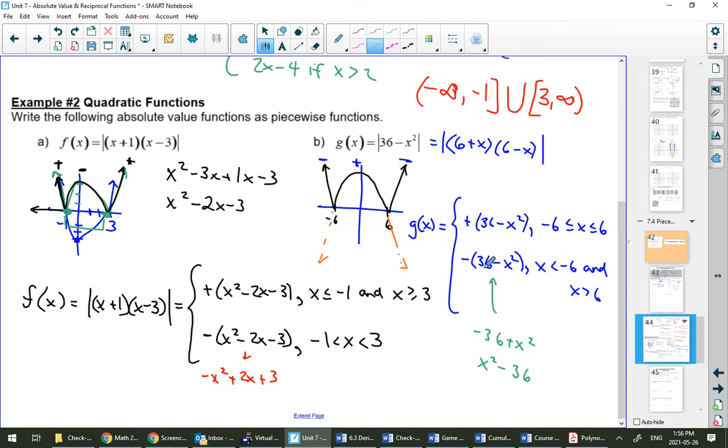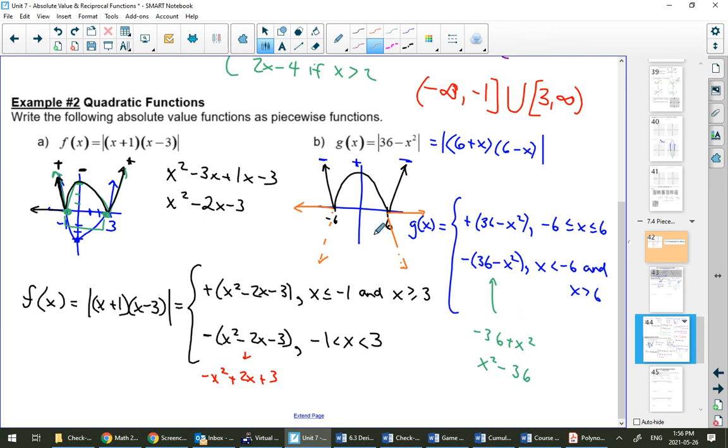For the negative case, this function is negative when x is less than -6, or when it's greater than 6. I'm not going to get into the ors and ands too much now. That's more for set notation or set theory. Now, again, you could see this written two different ways. I could bring in that negative and have -36 plus x squared, or I could rewrite that as x squared minus 36. Those all three mean the same thing.